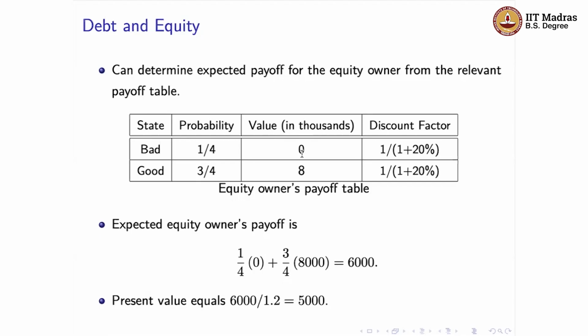So only the remaining amount, which is this 8,000, is going to be with the equity owner, and the discount factor is as before. And so therefore, we can calculate the expected equity owner's payoff. So this is 1/4 times 0 plus 3/4 times 8,000, or 6,000. And once you discount it with the 20%, you end up getting that the present value is equal to 5,000, which is exactly the amount that this person had put in, right?